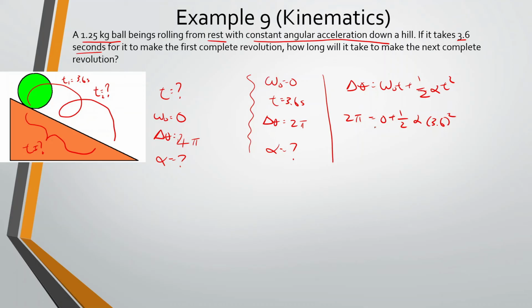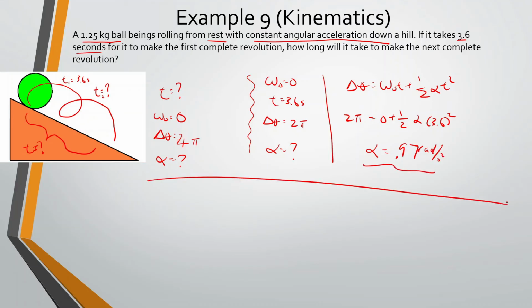Let me put this in my calculator. 2 pi times 2 divided by 3.6 squared, and I get alpha is equal to 0.97 radians per second squared. Okay. Now that we know that, let's try to find out what this total time is.